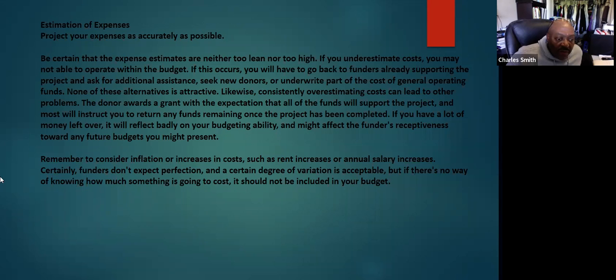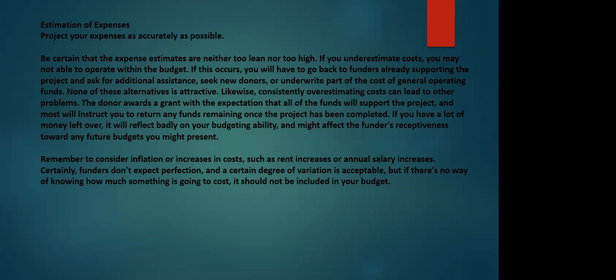Remember to consider inflation and increases in costs, such as rent increases or annual salary increases. Certainly, funders don't expect perfection, and a certain degree of variation is acceptable. But if there is no way of knowing how much something is going to cost, it should not be included in your budget. If you don't know what it's going to cost, don't put it in the budget.